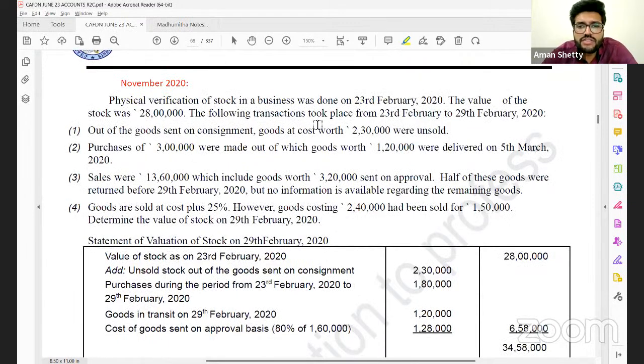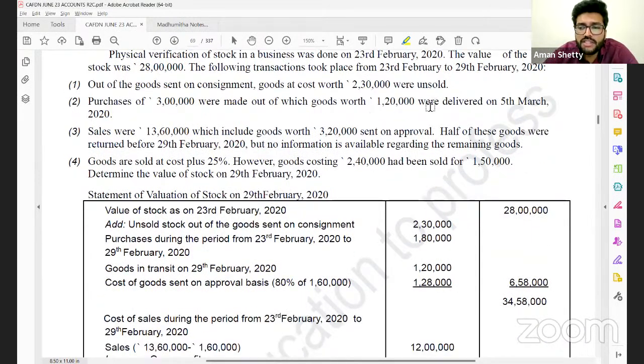Next. Physical verification of stock in the business was done on 23rd February 2020. The value of the stock was 28 lakh. The following transactions took place. Out of the goods sent on consignment, goods at a cost worth rupees 2,30,000 were unsold. Now tell me, is this my stock or not? Our stock. I've sent on consignment, so it is my stock which is unsold. So I have to add it. Add unsold stock of goods sent on consignment, rupees 2,30,000. Next.